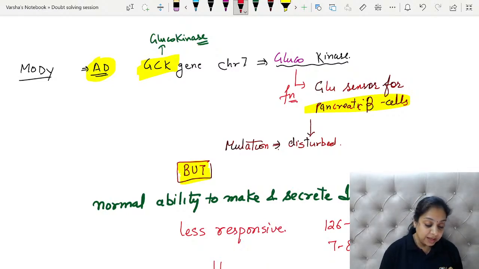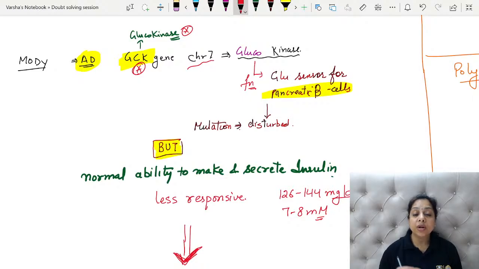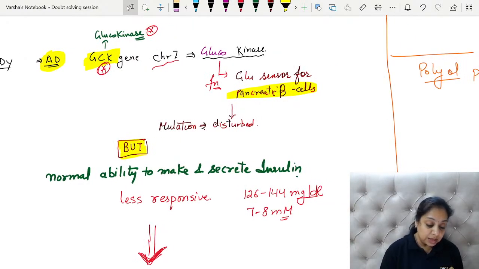So if there is any defect in this gene, then glucokinase won't be made properly. This gene is located on chromosome 7, and the defect hampers insulin release. It is not completely cutting insulin production down. What it does is that the blood glucose level needs to be way higher before insulin is released. Under normal circumstances, insulin is released when blood glucose is 5 millimolar.